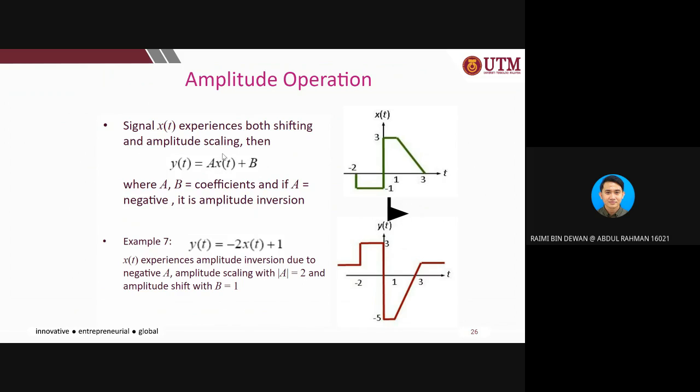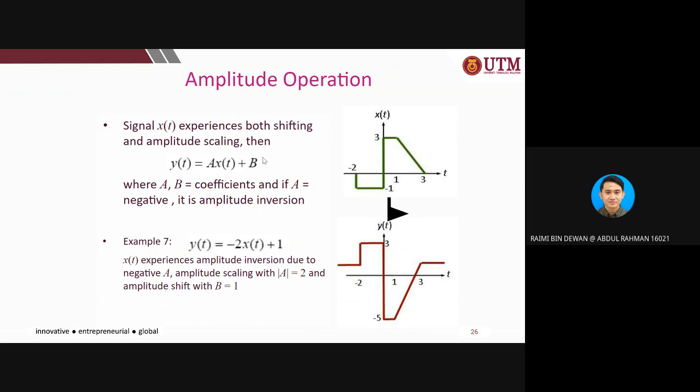What does it mean to stay the same? If your a is 1, then there is no change in size, just similar in size, the size of the amplitude. If your a is bigger than 1, for example 2, your signal will be twice as big. But if a is 1 over 2, for example, then your signal will be smaller.